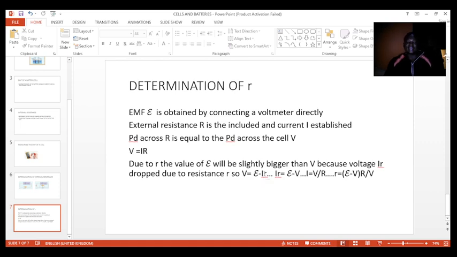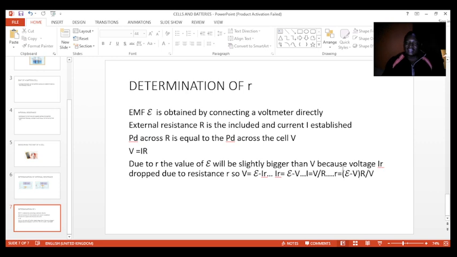Now, if we make Ir the subject of this equation, we are going to have Ir being equal to the EMF subtract the potential difference across the cell V. Now, we all know that I from Ohm's law is given by voltage divided by resistance, and therefore if we substitute in this equation, we are going to find that the internal resistance r of this cell is going to be given by the EMF E minus the potential difference across the external resistance V, multiplied by the external resistance R, divided by V, which is the potential difference.